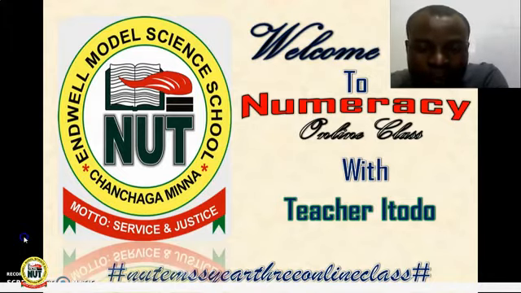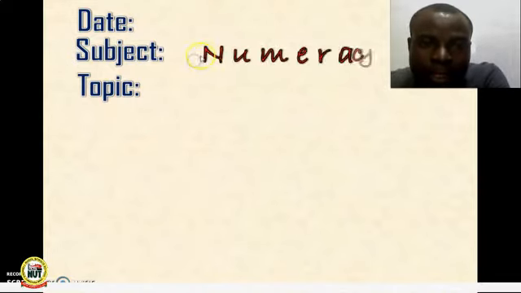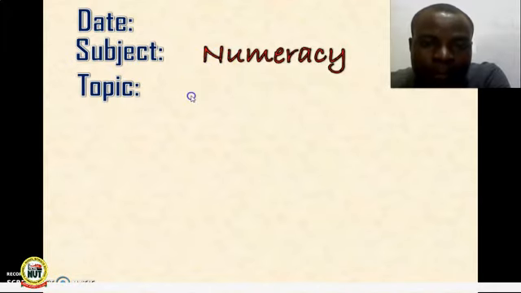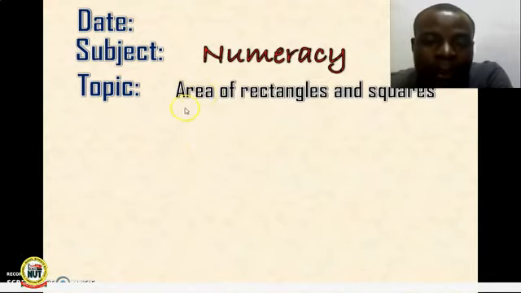Today is another beautiful Monday, and like we did last week, we are going to be learning a very interesting topic in numeracy. So quickly, bring out your numeracy notebook and your numeracy textbook as well. Then quickly write today's date. The subject is numeracy, and the topic is area of rectangles and squares.